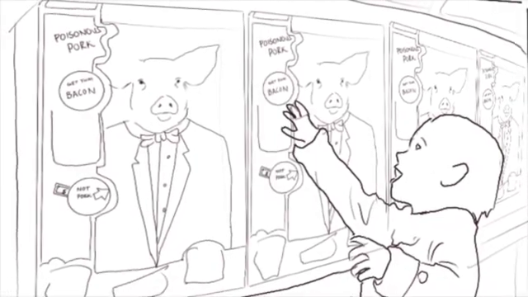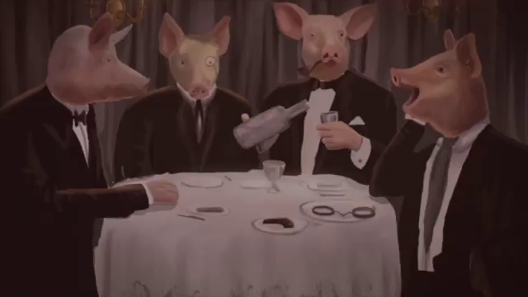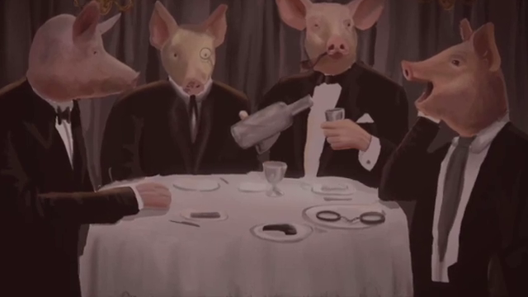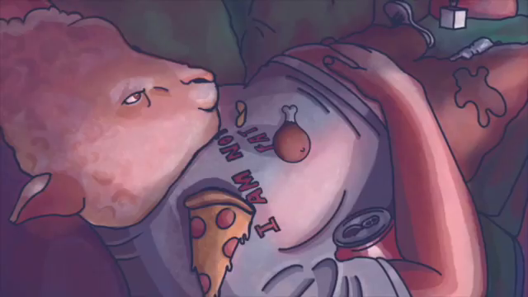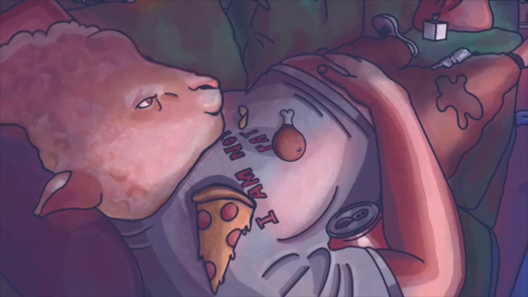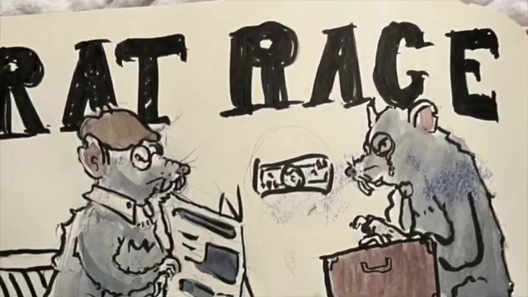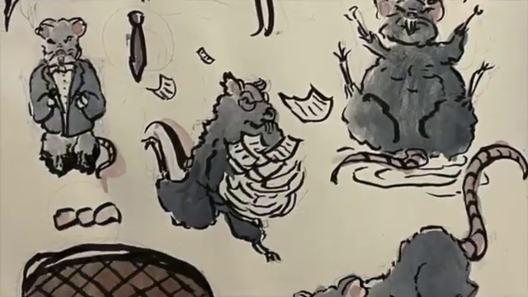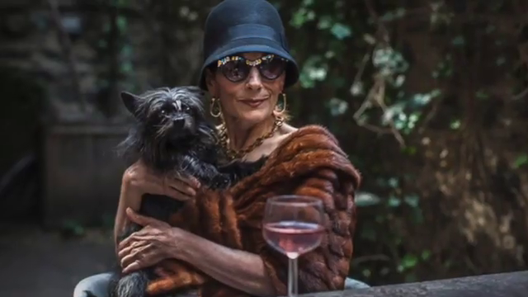I started to sample by allegorically comparing animals to different social classes. Pigs represented wealthy individuals of the world, sheep represented the lower class, and eventually rats would represent New York City's greedy workers.